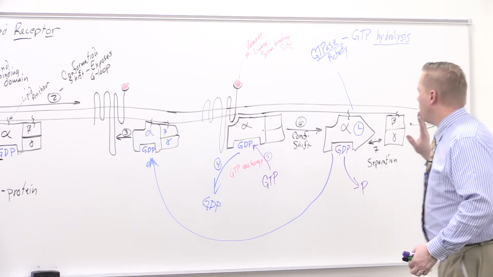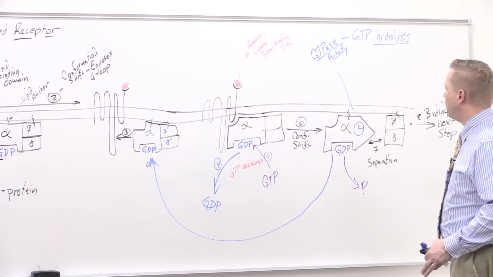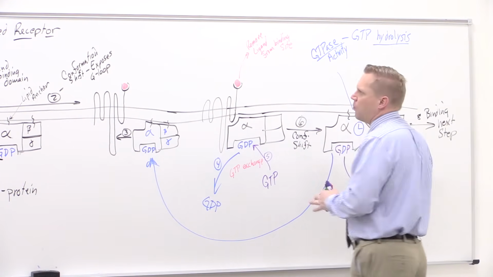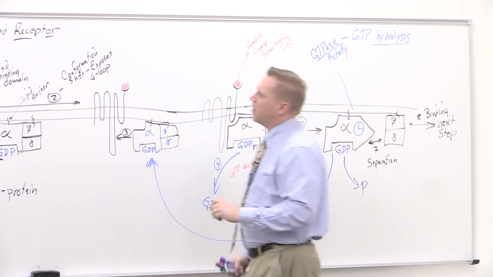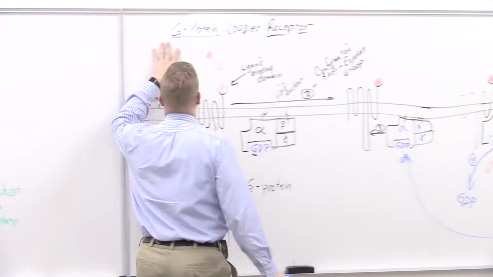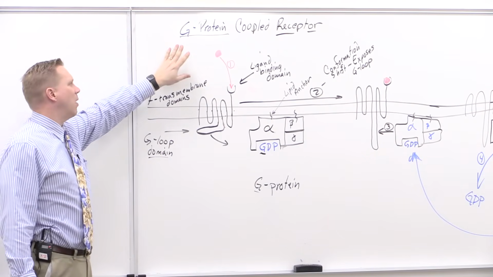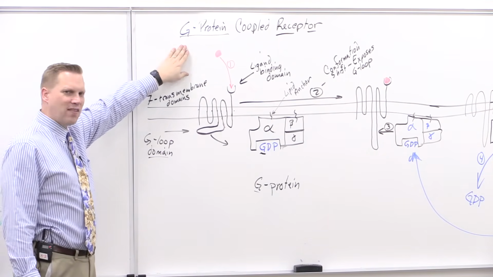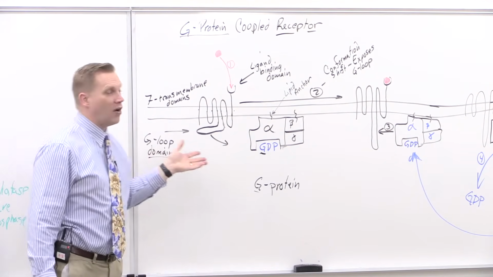So I know there's a lot more steps. Remember, I said this was the more complicated of these pathways. But that is a G protein coupled receptor pathway. This particular type of receptor is actually really important inside the human body. So, for example, it's this type of receptor that's associated with a lot of our senses.